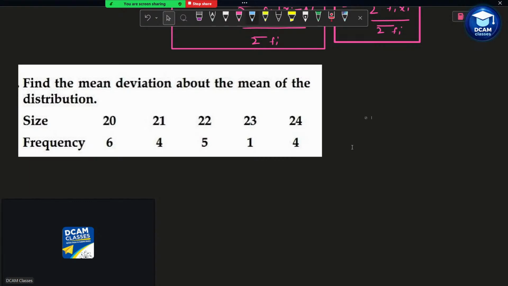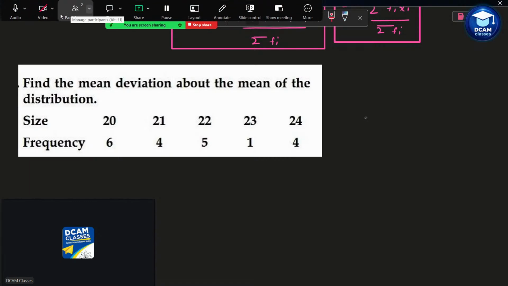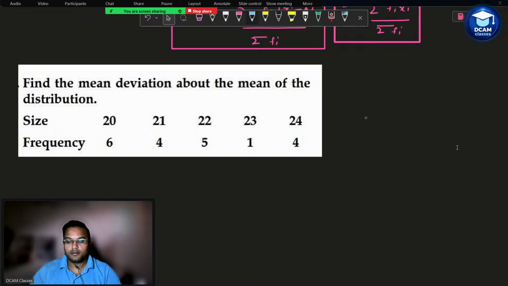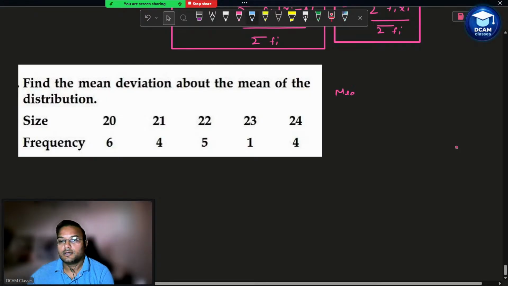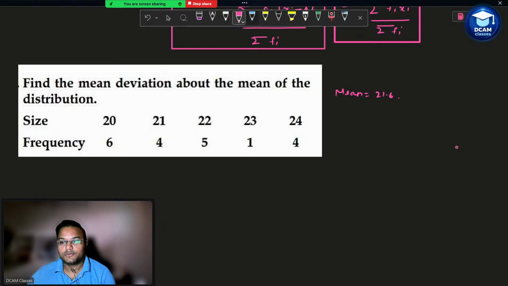So is the answer 1.25? Correct. The mean you should have got is 21.65, and the mean deviation you should be getting is 1.25. So your answer is correct.